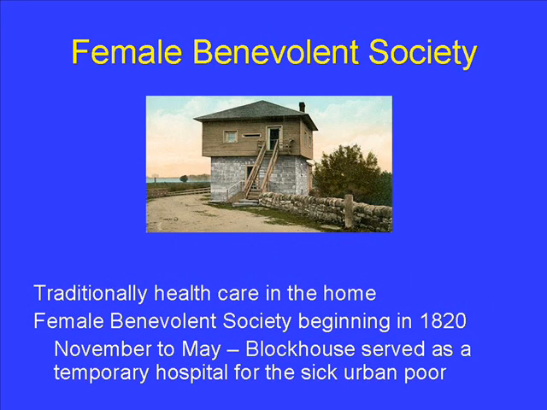Now, at that time, health care was provided in the home. And in Kingston, there was not an institutional facility available for the provision of health care. The first resource that was available was a female benevolent society. It was established in 1820, and used to maintain a temporary hospital and a blockhouse from November to May for the urban poor. Otherwise, there were no healthcare resources other than what was available in the home.